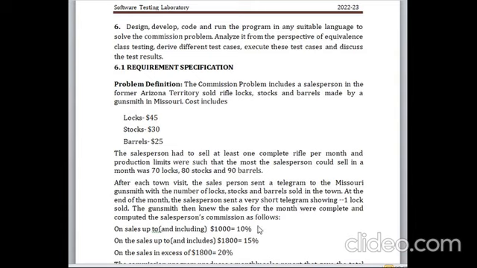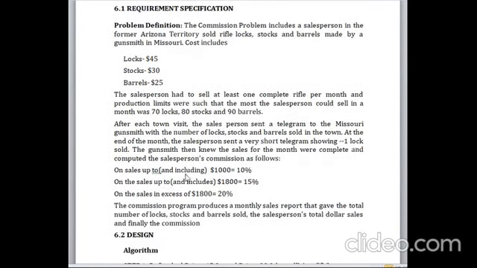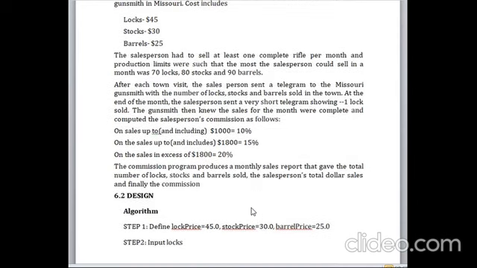So here we compute the salesperson's commission as follows. On sales up to and including 1000, there is a 10% commission. On sales up to and including 1800, there is a 15% commission. On sales in excess of 1800, the commission is 20%. So after the requirement specification, we come to the design or algorithm.